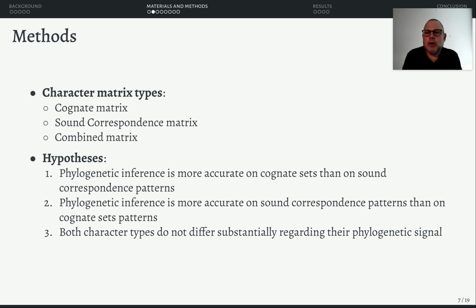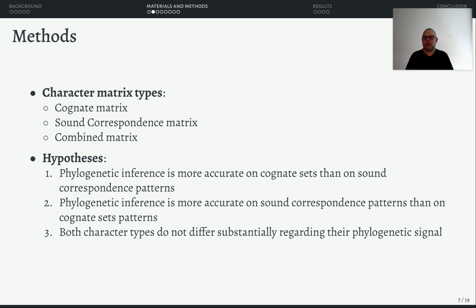Besides, we also implemented a traditional workflow using the cognate classification and representing them as presence-absence matrices. So we did phylogenetic inference with both types of data, and we did the third step, combining these character matrices into one big data source and doing phylogenetic inference, which uses both kinds of data.